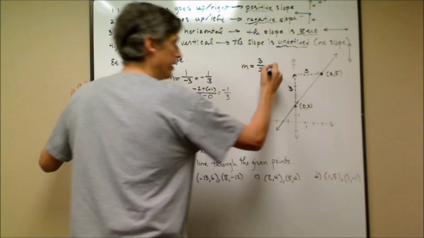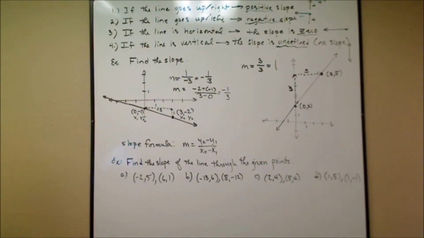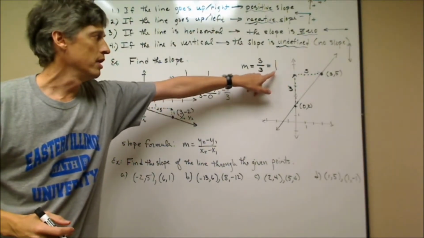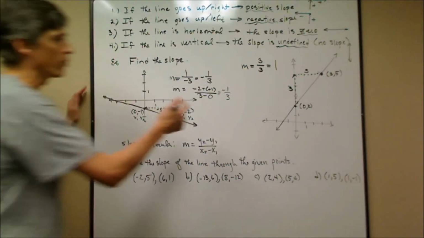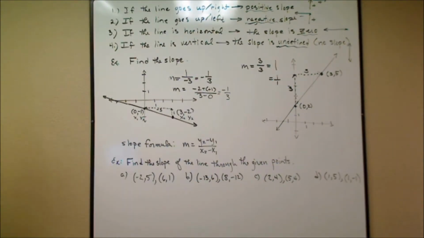Now 3 over 3 simplifies to 1. And that's the only kind of exception when you don't write it as a fraction, because this is an integer and we can write it as a single integer. 1, of course, means the same thing as 1 over 1. So we can always think of 1 as a fraction, any integer as a fraction, by putting it over 1.